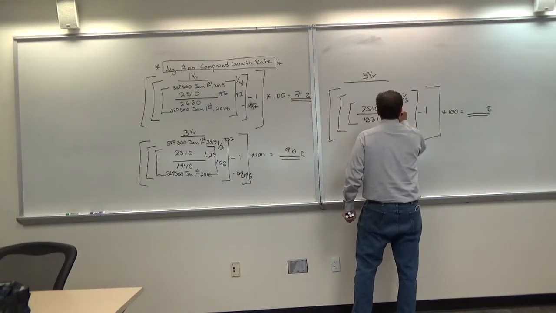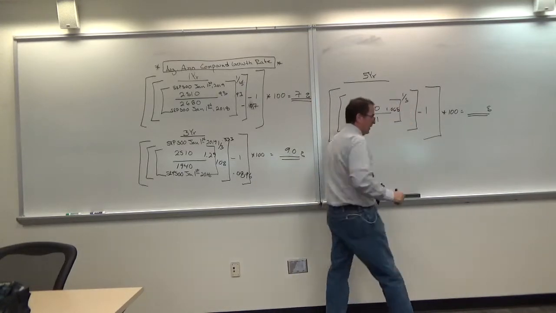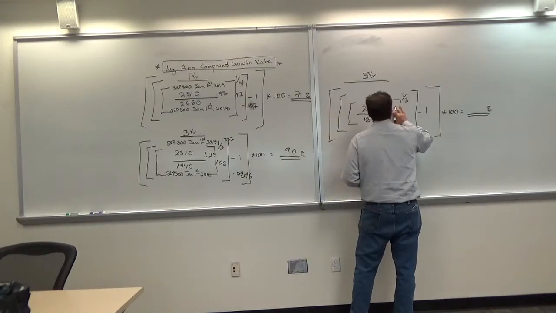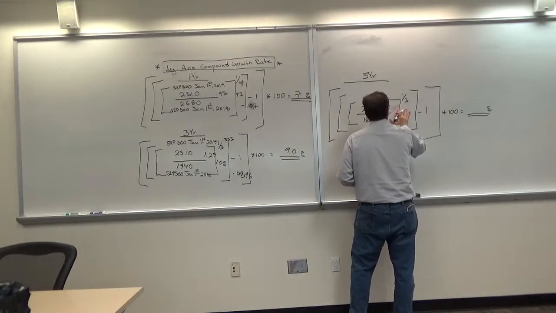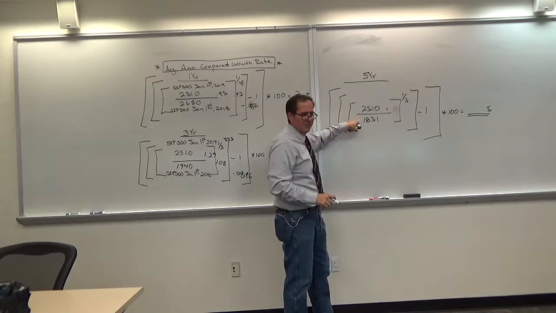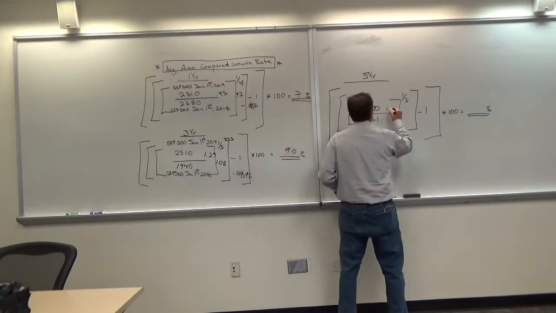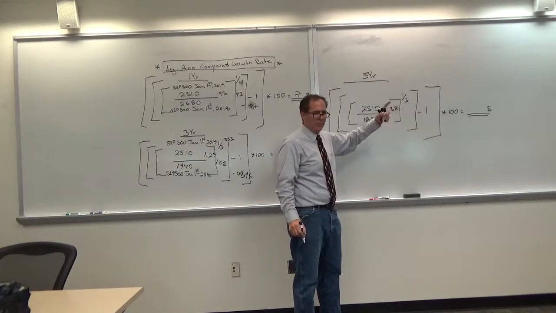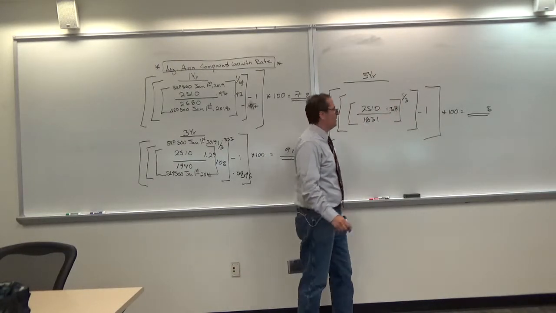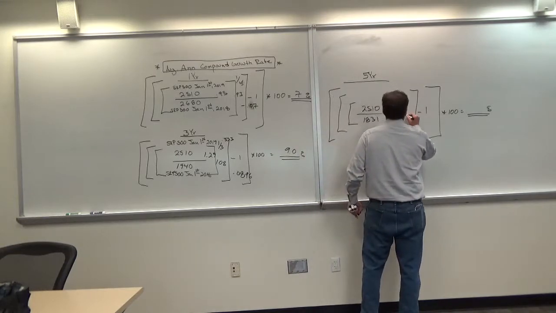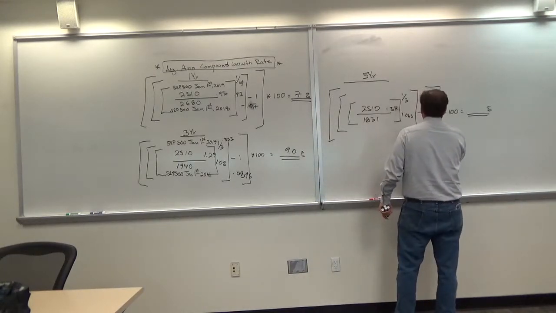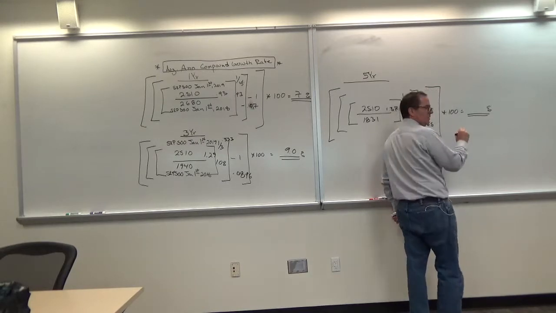1.37. Then 1.37 to the 1/5. Was it 0.25? 1.065. Yep. Minus 1, 0.065, times 100.